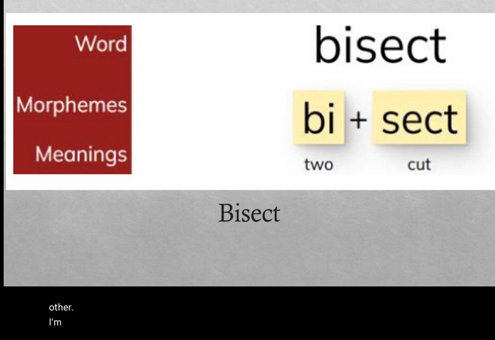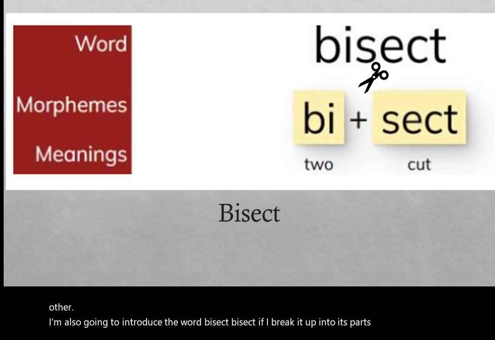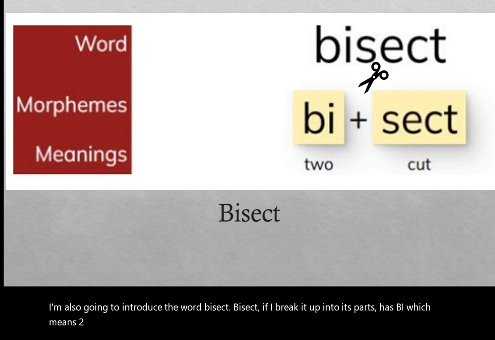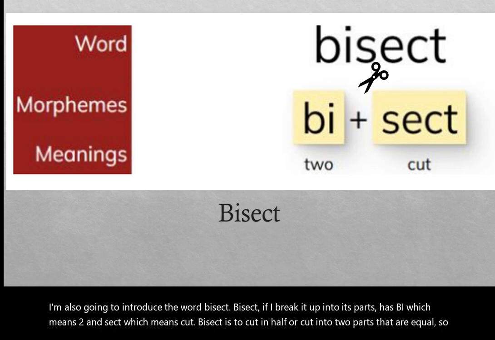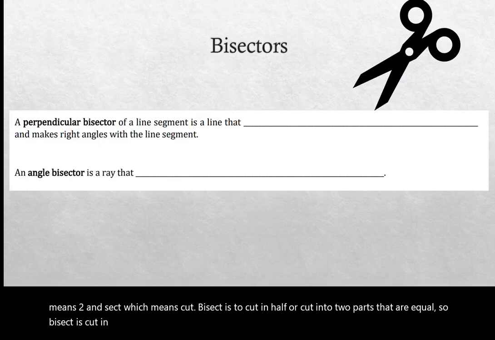I'm also going to introduce the word bisect. Bisect, if I break it up into its parts, has bi, which means two, and sect, which means cut. Bisect is to cut in half or cut into two parts that are equal. So bisect is cut in half.